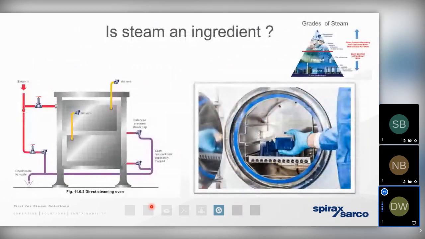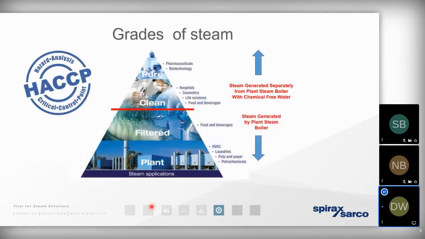But what about when the steam does actually come into contact with an ingredient? It could be in the food and beverage industry. It could be in the pharmaceutical sector. It could even be using steam in a healthcare application. For example, operating theatre humidification. It means that we need to consider steam as an ingredient. It's being added to the process. And that's why we need to refer back to that steam condition triangle that we've referred to.